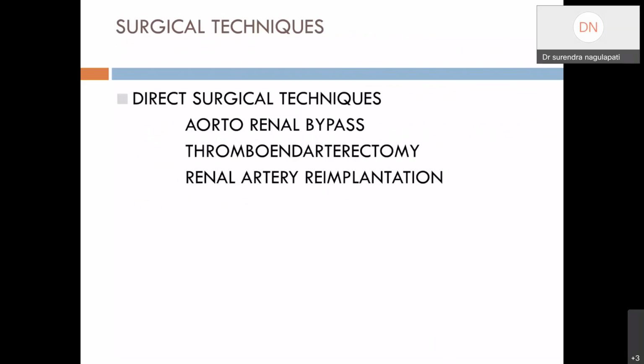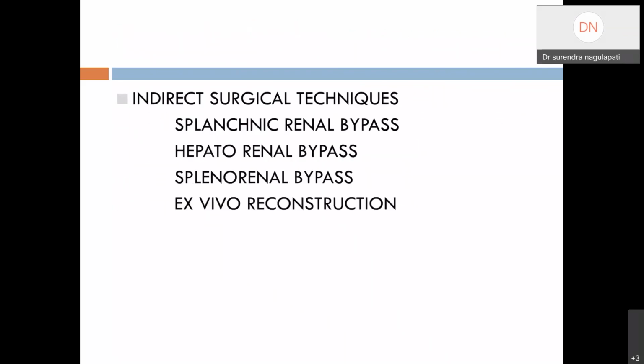Coming to the surgical techniques, they are divided into two main types: direct and indirect. In direct surgical techniques, there are aortorenal bypass, thromboendarterectomy, and renal reimplantation. In indirect surgical techniques, there are splanchnorenal bypass, hepatorenal bypass, splenorenal bypass, and ex vivo reconstruction.